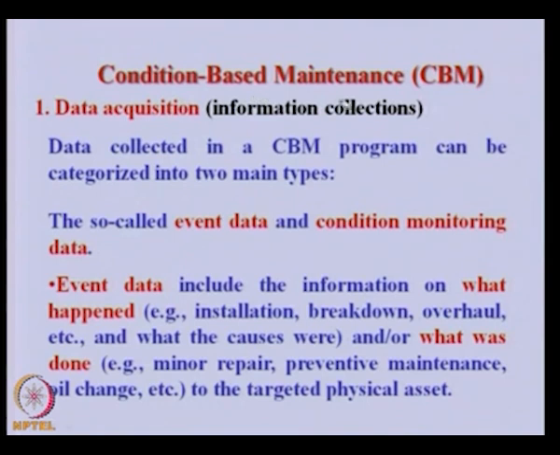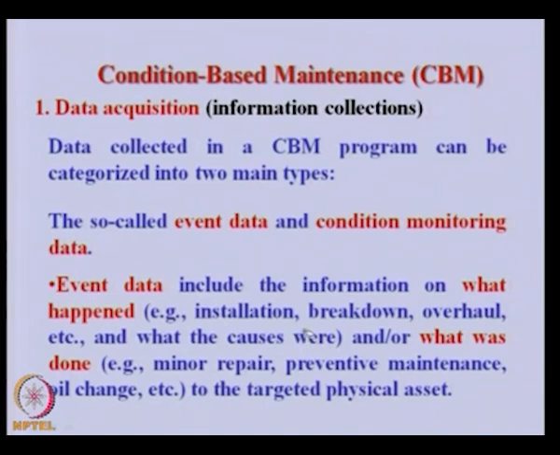So, one is the information collection. Data collected in a CBM program can be categorized into two main types. One is the so called event data and the other is condition monitoring data. So, there are two types of data. Event data includes the information on what happened, such as installation, breakdown, overhaul, etc., and what the causes were. So, what happened and what the causes were.